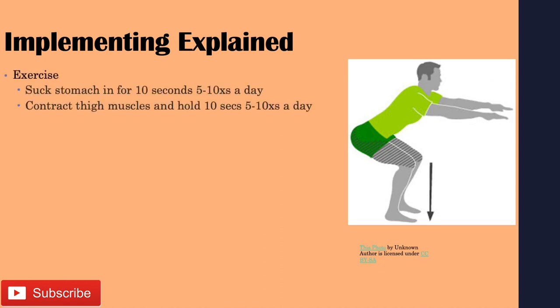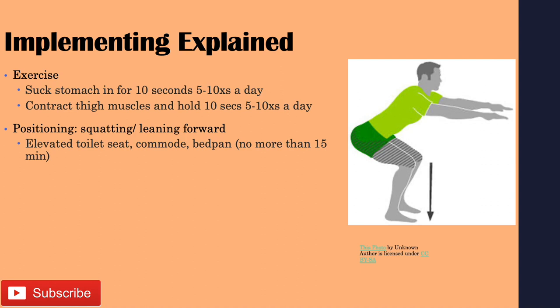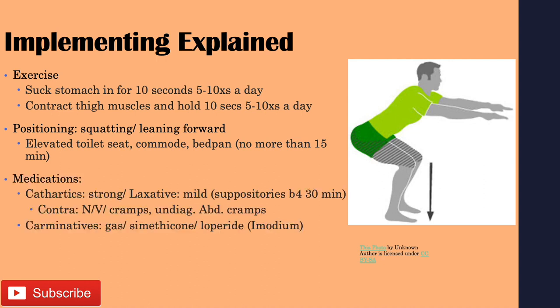Implementing, explain. You want to make sure your patient exercises. You want to encourage them to suck in their stomach and hold it in for 10 seconds, 5 to 10 times per day. Contract their thigh muscles and hold them for 10 seconds, 5 to 10 times per day. You want to encourage proper positioning, so make sure your patient is squatting and leaning forward. They can also use an elevated toilet seat or a commode, a bedpan. And if you do use a bedpan, make sure you don't leave your patient on the bedpan for more than 15 minutes because this can lead to skin breakdown. And you want to inform your patient about different medications.